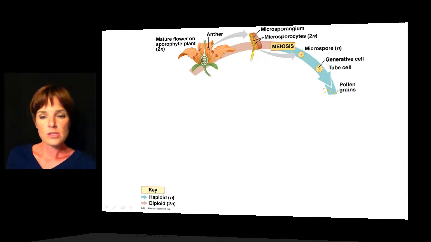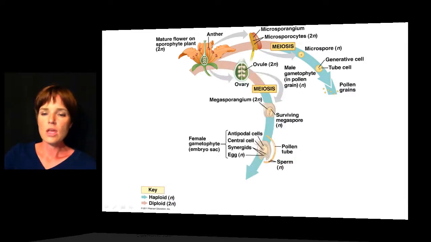The microspores will develop into the pollen grain. The pollen grains can be wind dispersed. They could be dispersed by pollinators as well, so animals and insects. And they may be carried to a different plant altogether. They may be carried to the same flower. So they may just be transferred from the anther onto the stigma of the same flower. Depends on the plant, really.